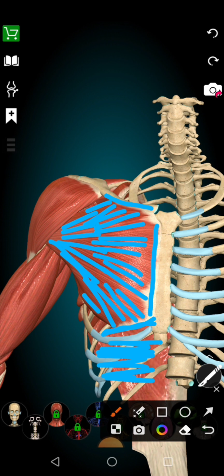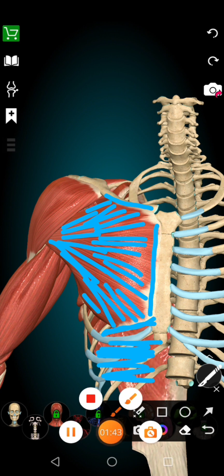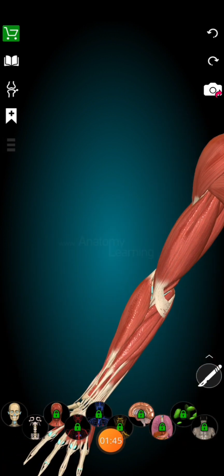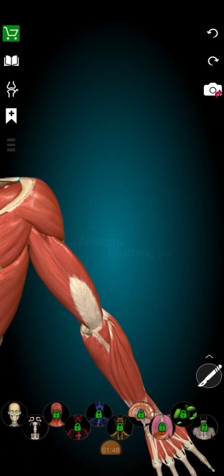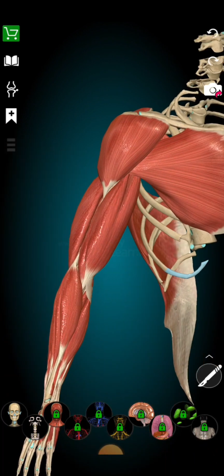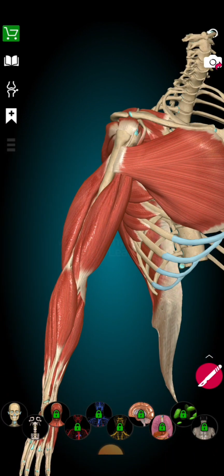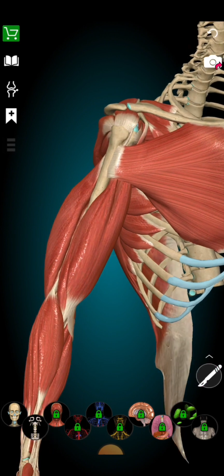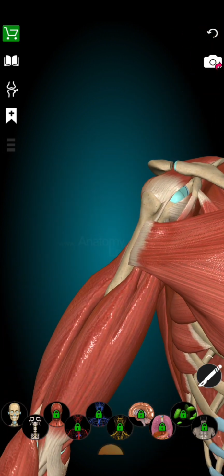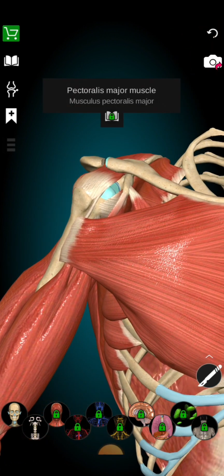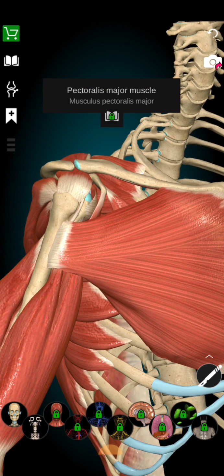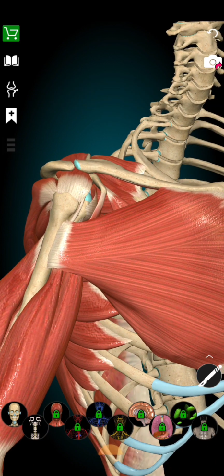Now let's see that, if I have to show you the posterior aspect and I remove this deltoid, now I can enlarge and show you the place of insertion of this pectoralis major. It is inserted on the lateral lip of the intertubercular groove, right?